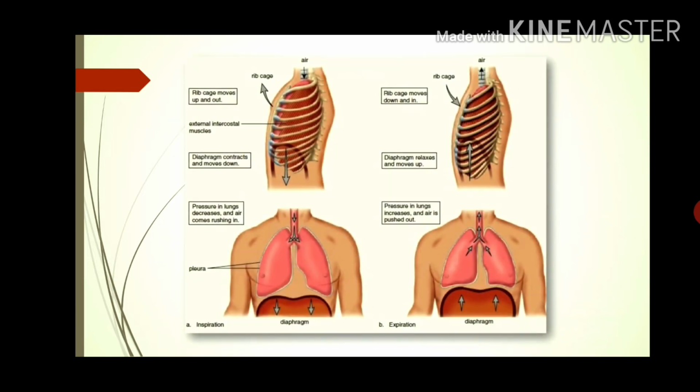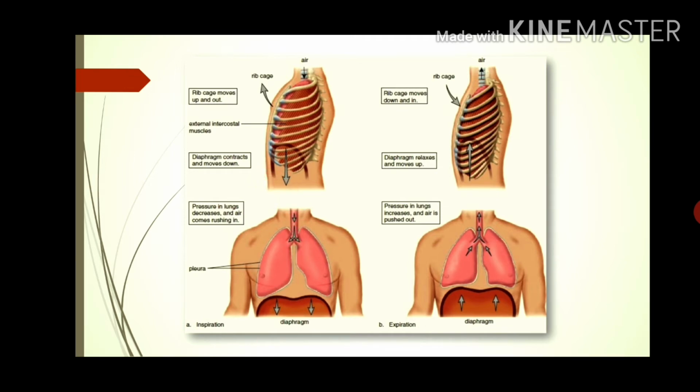We'll see in this image how inspiration and expiration take place. Now, this is the diaphragm, which becomes flat. The intercostal muscles contract, because of which the ribs and all will move outwards. There is space created in the thoracic cage. The pressure decreases and the air from outside will enter your lungs.